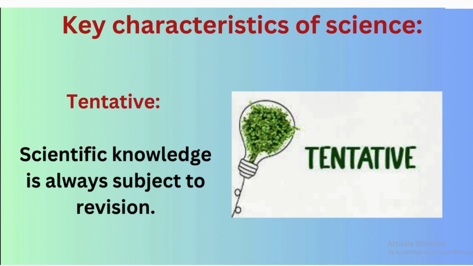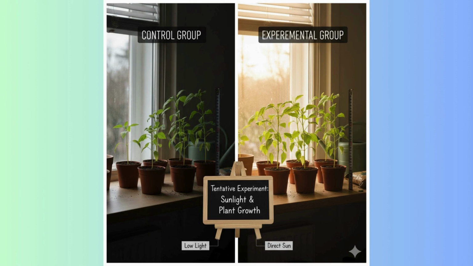Another characteristic of scientific methods is the tentative test. By definition, scientific knowledge is always subject to revision. We explain this with an example of a tentative experiment. A common example is a simple experiment to test a hypothesis about plant growth. The observation shows that household plants grow taller when placed near a window. Then we design the tentative hypothesis: if a plant receives more sunlight, then it will grow taller.